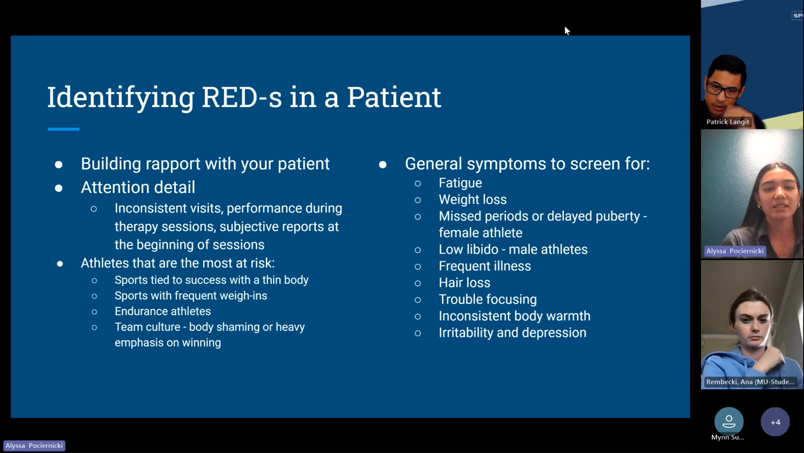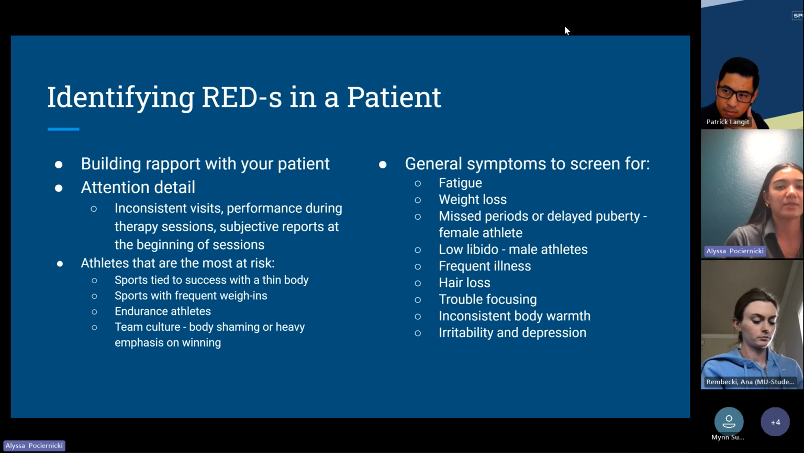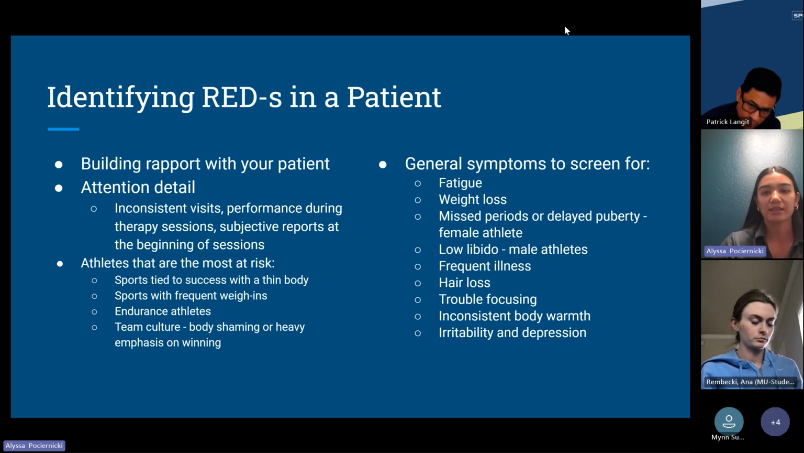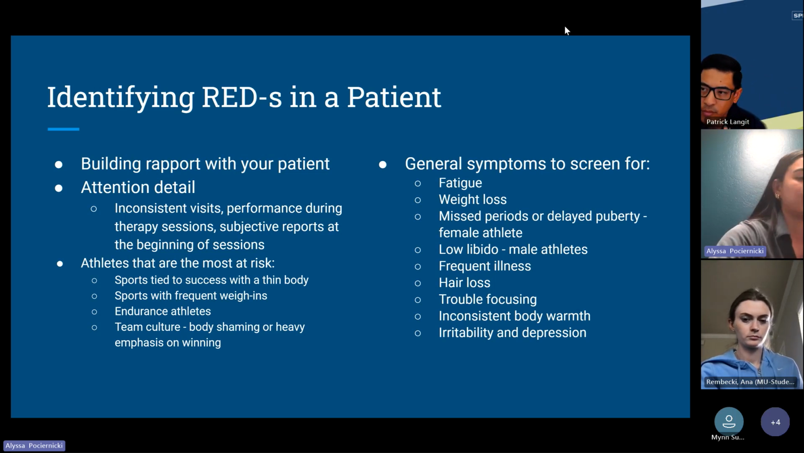If they're having inconsistent visits, so if they're coming a bunch of times and then they have a bunch of cancels or no-shows and then come again, just make sure that they're doing okay. And then their performance during therapy sessions. If they're doing really good during some sessions, and then the next time they're really struggling with the resistance you gave them, even though 2 days ago they did just fine, that can be an indicator of relative energy deficiency. But it could also be really hard to differentiate. So it's just things to take into consideration.